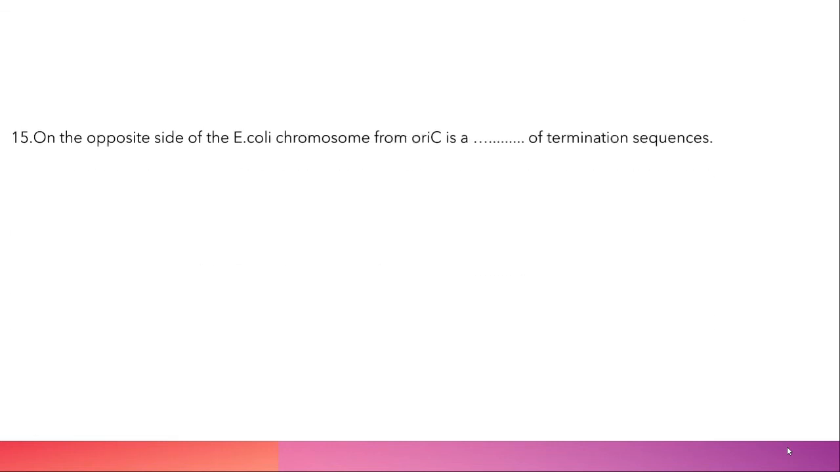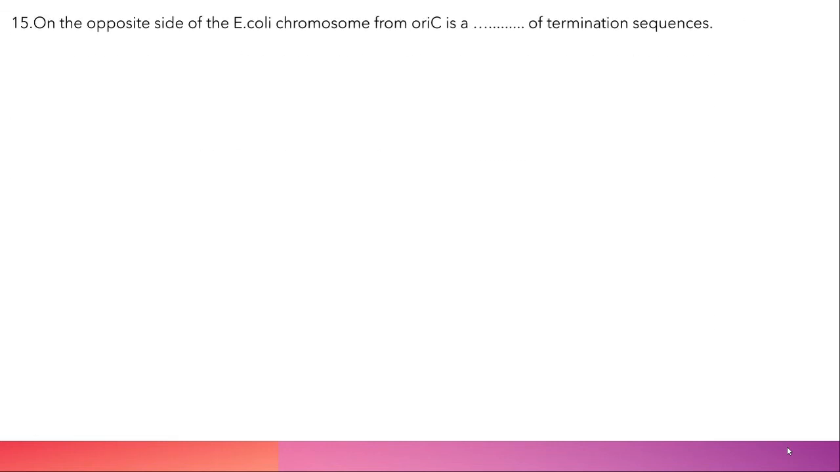The 15th question is, on the opposite side of the E. coli chromosome of oriC is a dash of termination sequence. The first option is ter, the second option is tertiary structure, the third one is single structure, and the fourth one is quaternary structure. So the correct option is option A, that is ter.